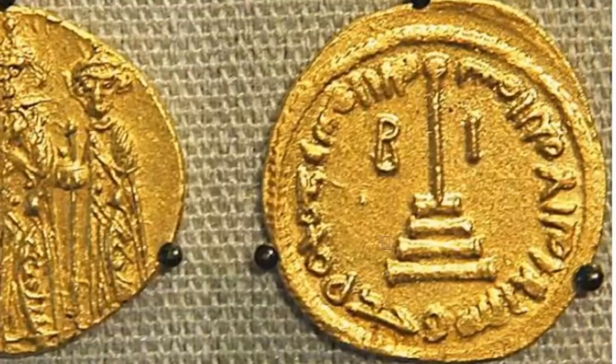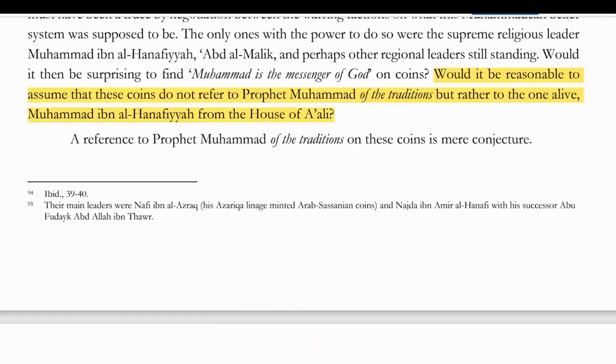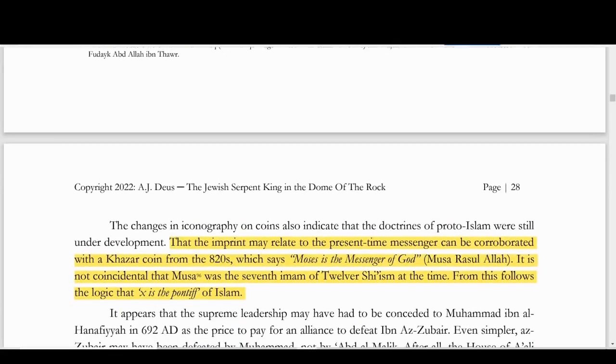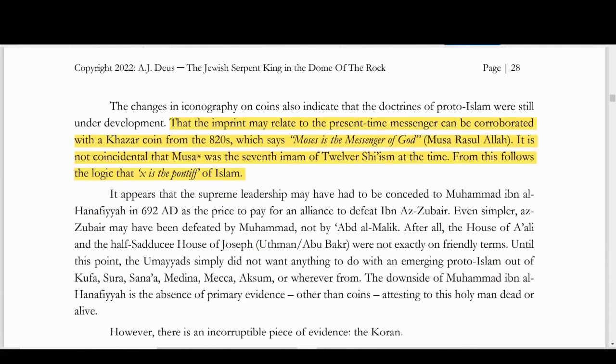The bud. Okay. Would it be reasonable to assume that these coins do not refer to Prophet Muhammad of the traditions, but rather to the one alive, Muhammad ibn al-Hanifa from the house of Ali? A reference to Prophet Muhammad of the traditions on these coins is mere conjecture. So I think that's a reasonable conclusion.